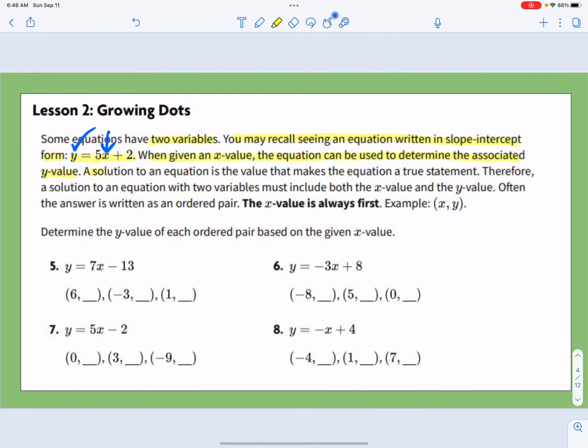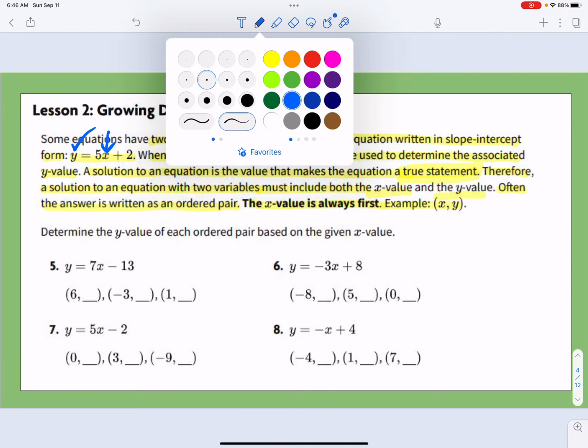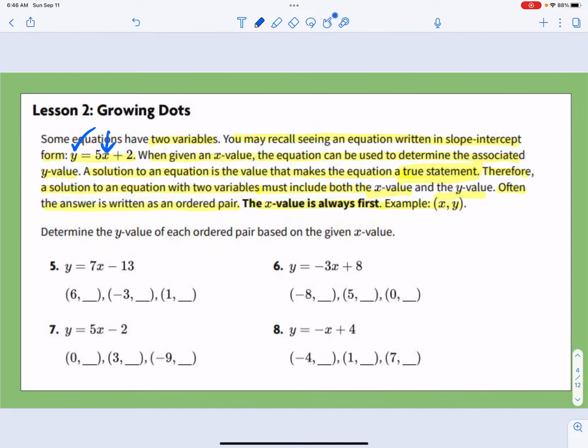Okay? A solution to an equation is the value that makes the equation a true statement. Therefore, a solution to an equation with 2 variables must include both the x value and the y value. Often, the answer is written as an ordered pair. The x value is always first. The example is (x, y). So that's our ordered pair. It means we're looking for that (x, y) kind of value.